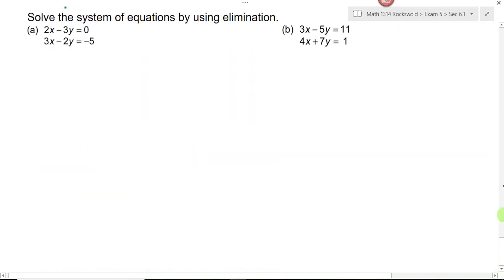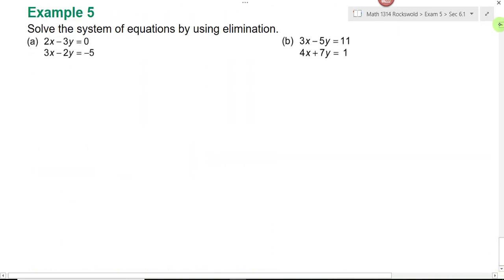On the last example, I wanted to show you some problems where you got to do a little bit more than just add the variables together. So in part A, I need to pick a variable to eliminate.